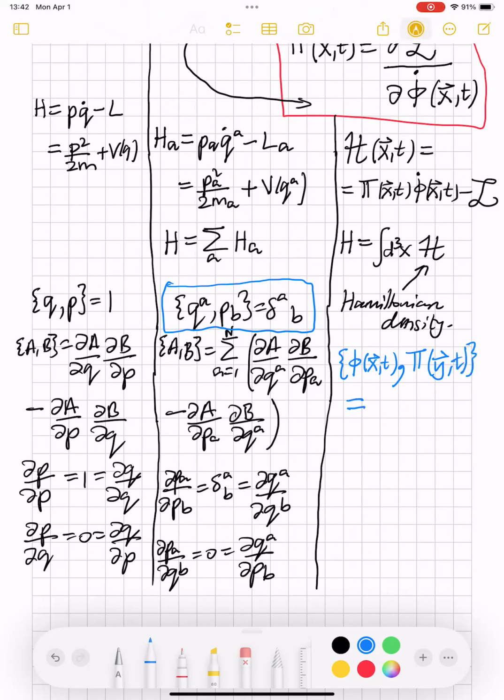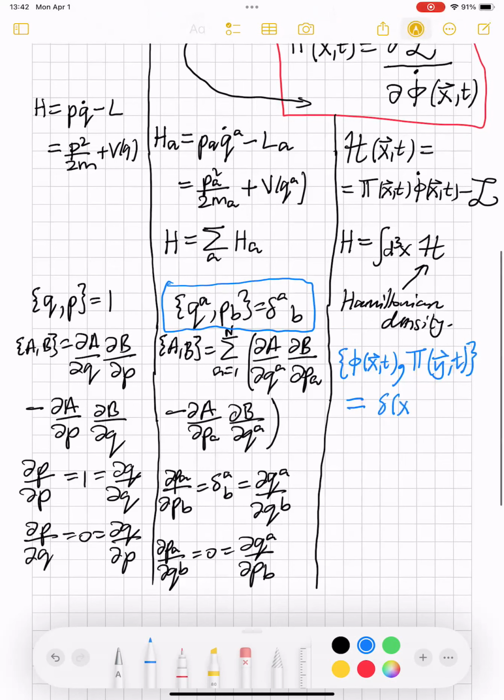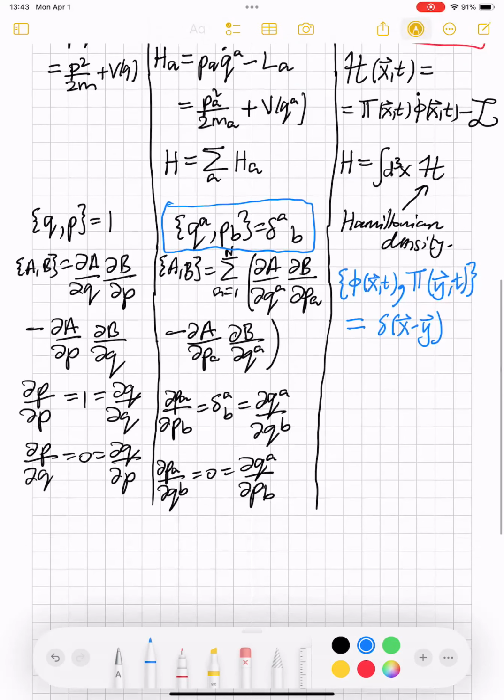And then this should be equal to, well, it was a Kronecker delta of AB, now it will be a Dirac delta of x minus y. That's how Kronecker deltas generalize, they become Dirac deltas. So that is now the Poisson bracket for the field theory. And I hope you can see that I just keep using this rule that I need to generalize the discrete indices to coordinates. Next, let's generalize this formula for the Poisson bracket.